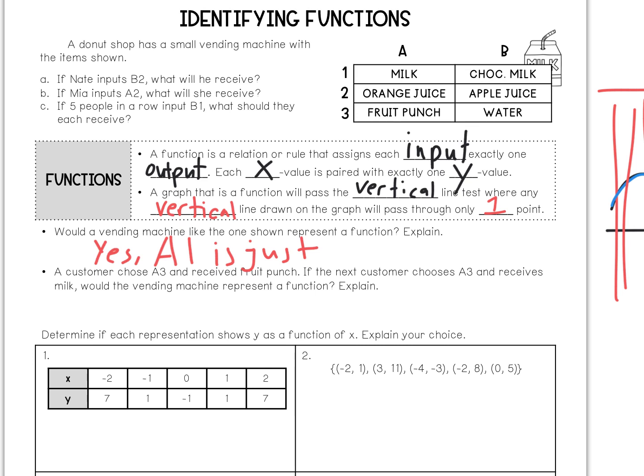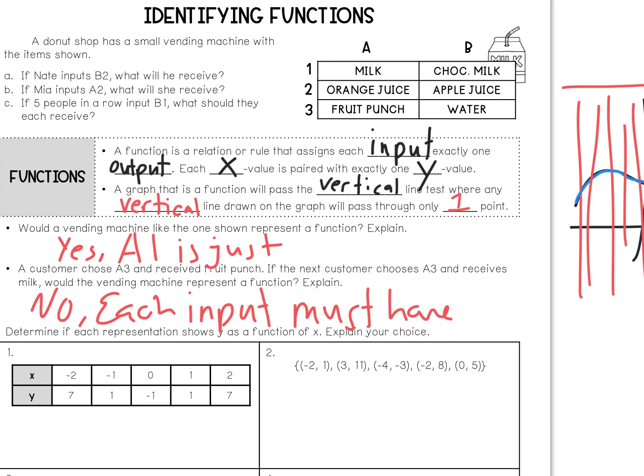Okay? A customer chooses A3 and receives fruit punch. If the next customer chooses A3 and receives milk, would this vending machine represent a function? No. It should be the same thing every time, because each input must have the same output.